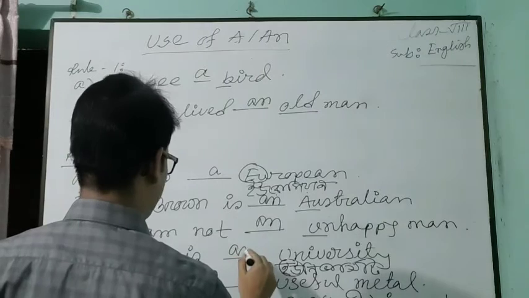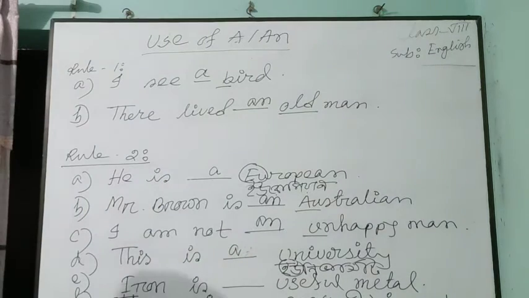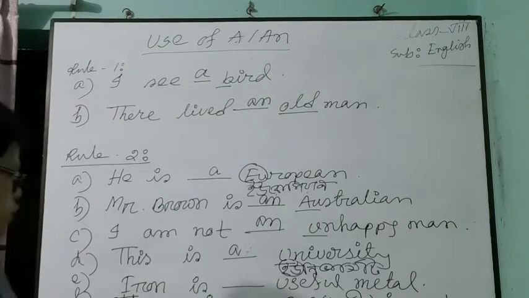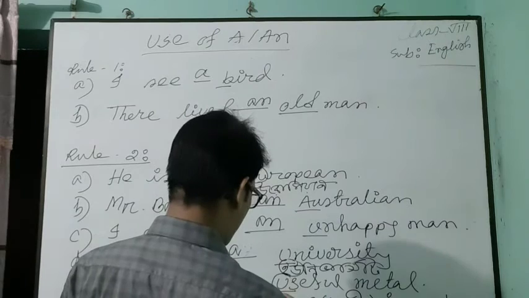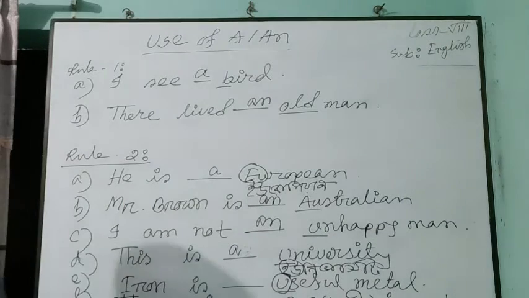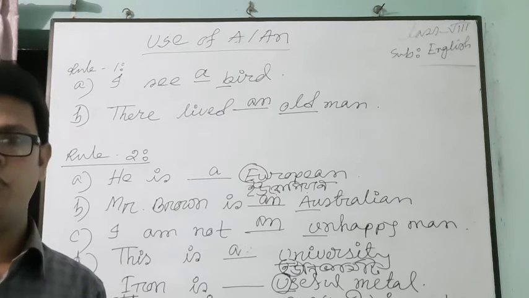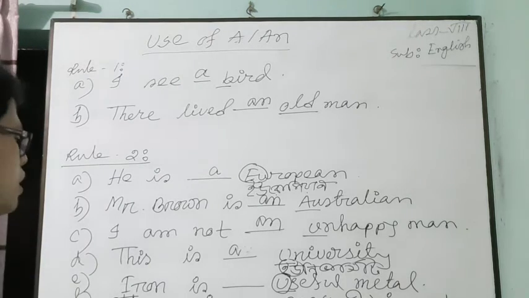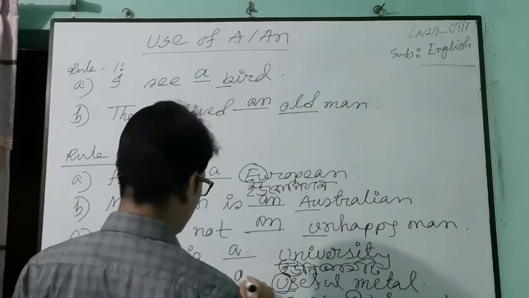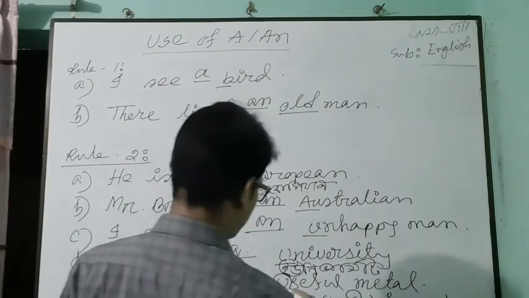Dear students and viewers, have a look at the whiteboard and be sincere. Iron is a useful metal. Useful: the first letter of 'useful' is U, which sounds like 'yoo'. As the U sounds like a consonant, we should put 'a' before the word. So, a useful.